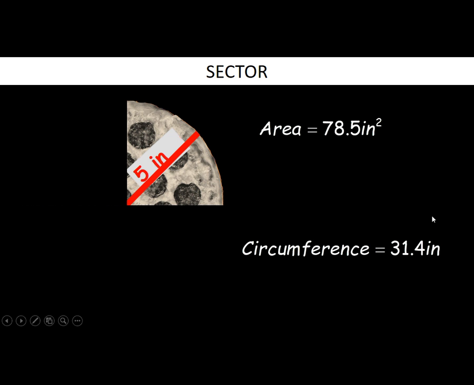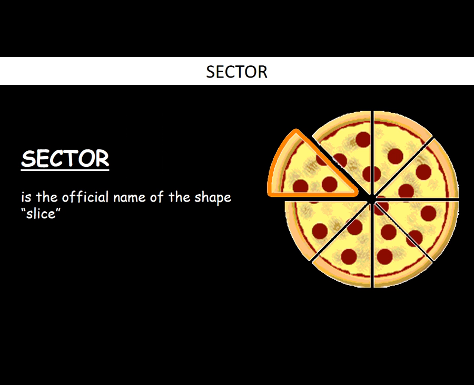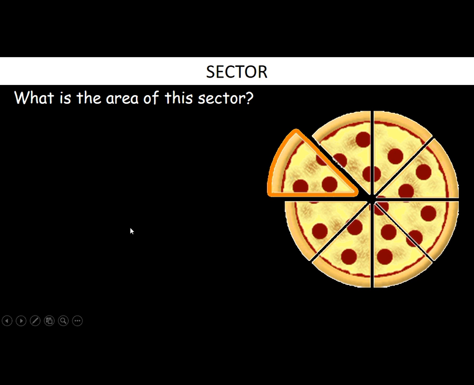What about 1/4 of this? What would be the area of this slice of pizza? What would be the part of the circumference for this slice of pizza? Well, that's what a sector is. A sector is the math term for the word slice. A sector is the official name for a slice of pizza. As long as the pizza is cut through the center, that's what a sector is. It's a slice. And what we're going to have to do is find both the area of our slice and the part of the circumference of our slice. We call these sector area and arc length.